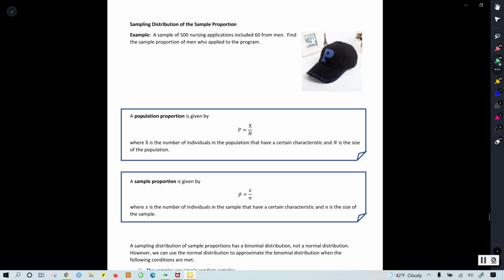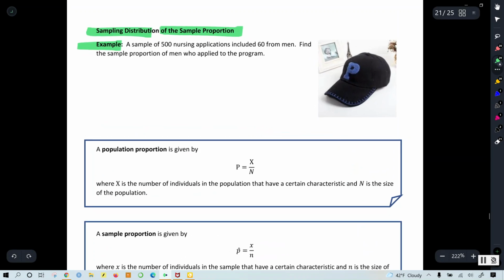In this video, we make progress to the sampling distribution of the sample proportion. To motivate this idea, we take the first example. Here we're told that a sample of 500 nursing applications included 60 from men. Find the sample proportion of men who applied to the program. This is the beginning of how we begin to understand what the sample proportion is.